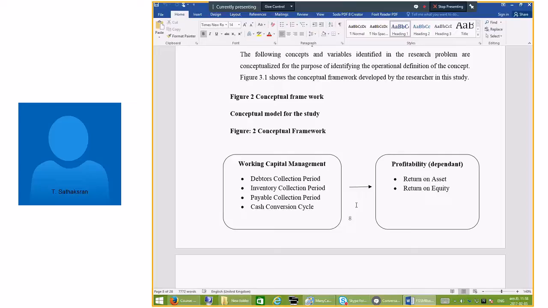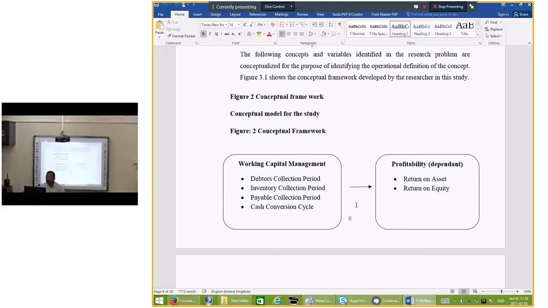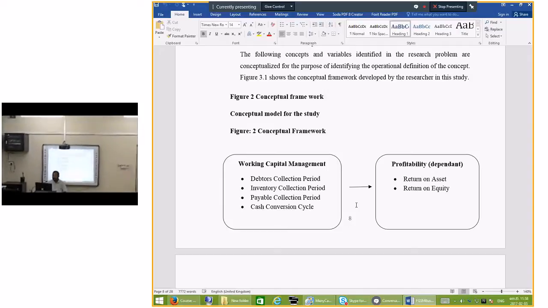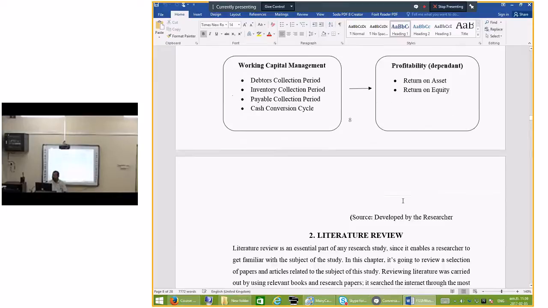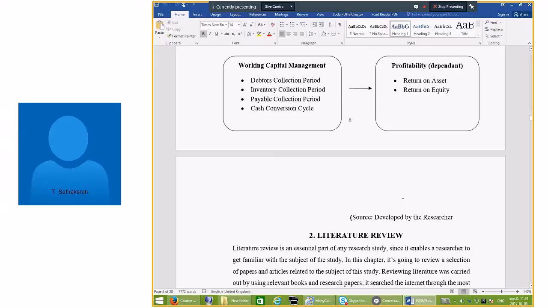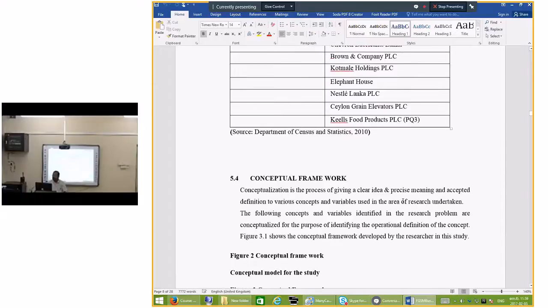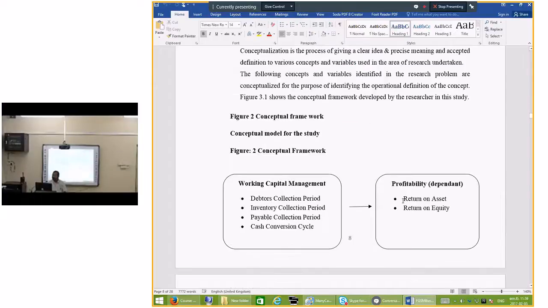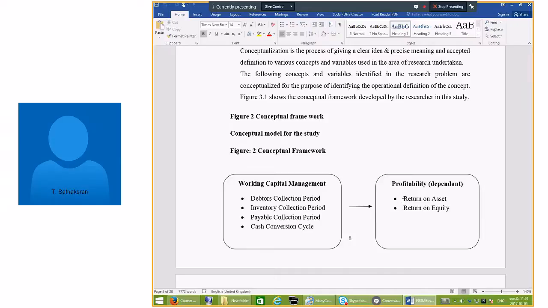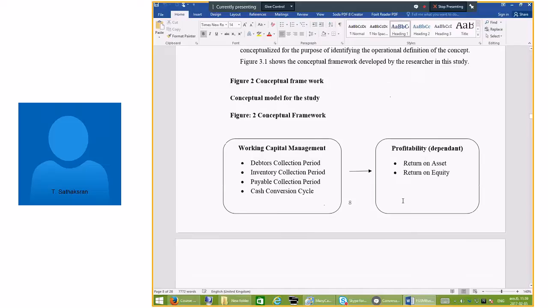Okay, now go to the conceptual framework: working capital management, debtors collection period, inventory collection period, payable collection period, cash conversion cycle. Profitability, how do you check the profitability? There are 2 independent variables. One is return on asset and the next one is return on equity. Then have you followed my guidelines before presentations? Yes, sir. I have read these guidelines, sir, and prepared this one, sir.